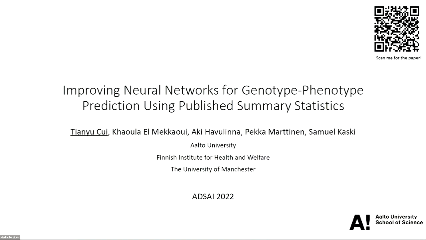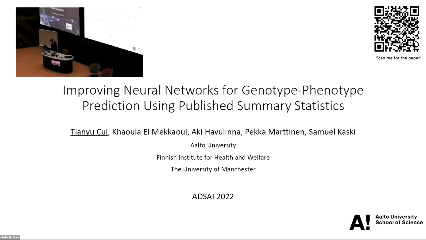Now I'd like to present our recent submission, "Improving neural networks for genotype-phenotype predictions using published summary statistics." This is joint work with Khaoula, Aki, Pekka, and Kaski. If you are interested in the full paper, you can scan the QR code in the corner to access the link.